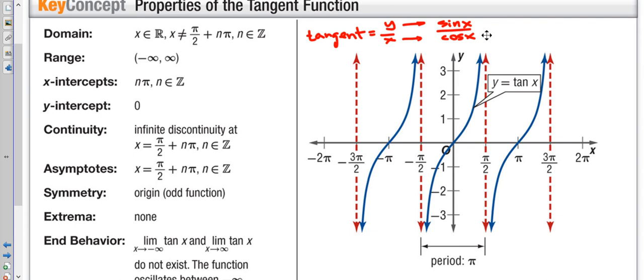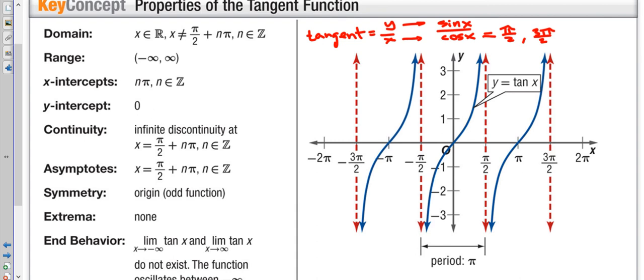So when does cosine equal 0? Well, cosine equals 0 at every one of these asymptotes, at pi over 2, at 3 pi over 2, etc. Every odd multiple of pi over 2. So if we go this way, negative pi over 2, negative 3 pi over 2, negative 5 pi over 2 would be the same thing. So that's where you get these asymptotes here, by dividing by 0.